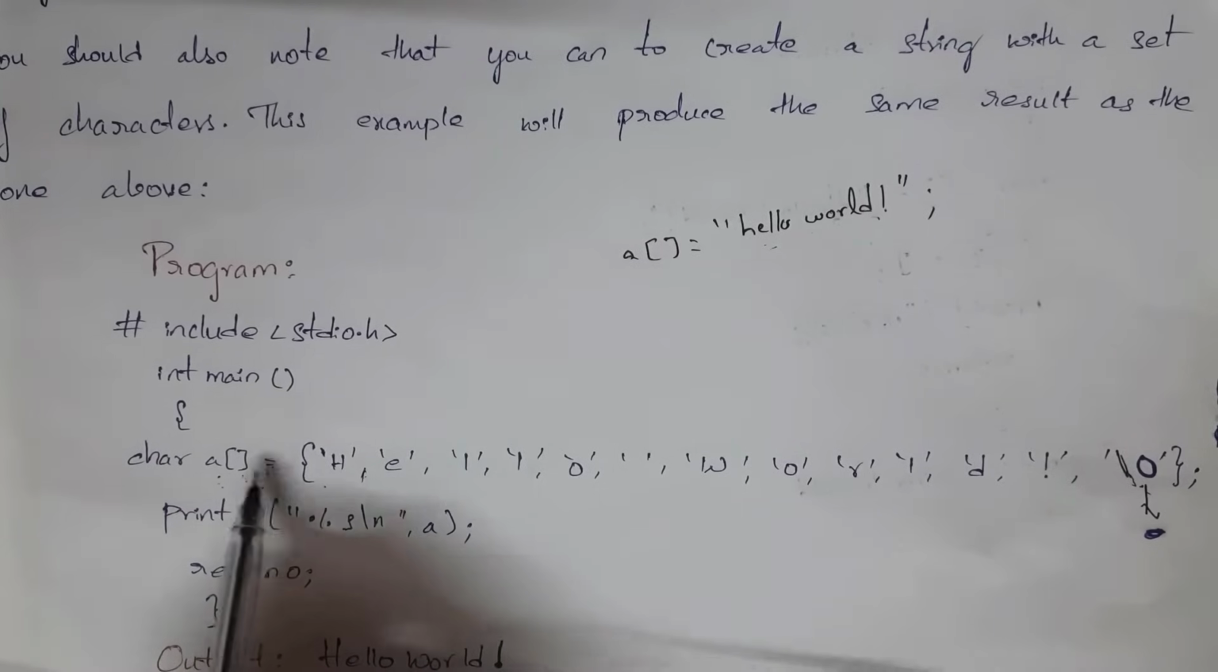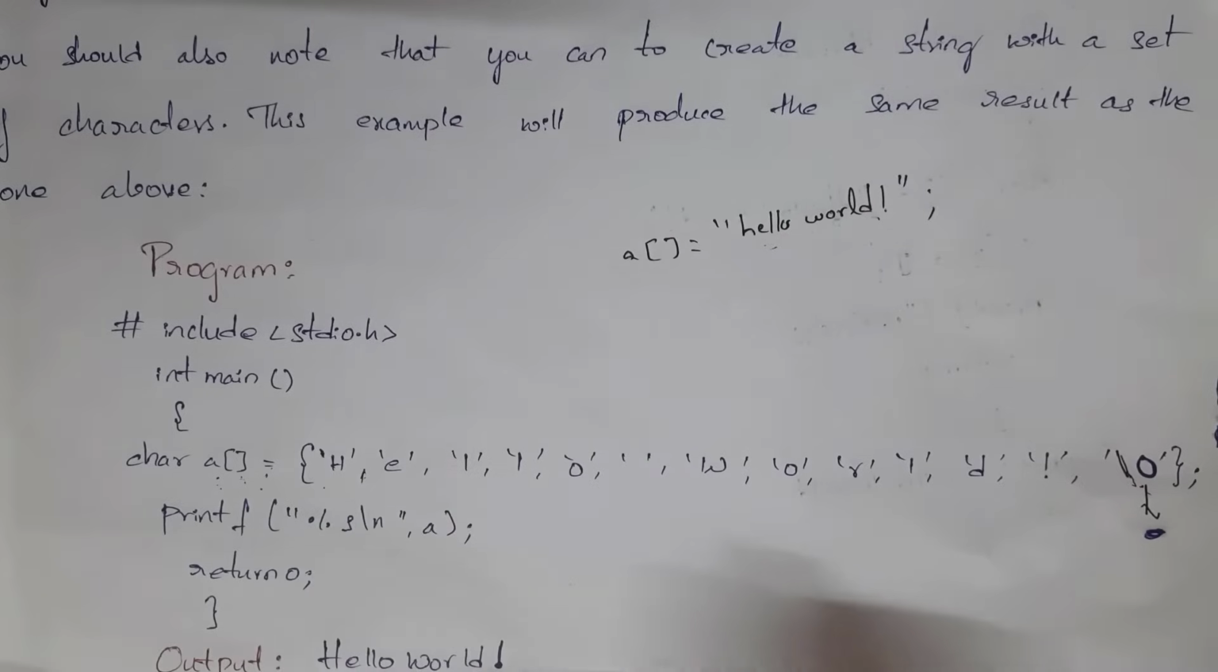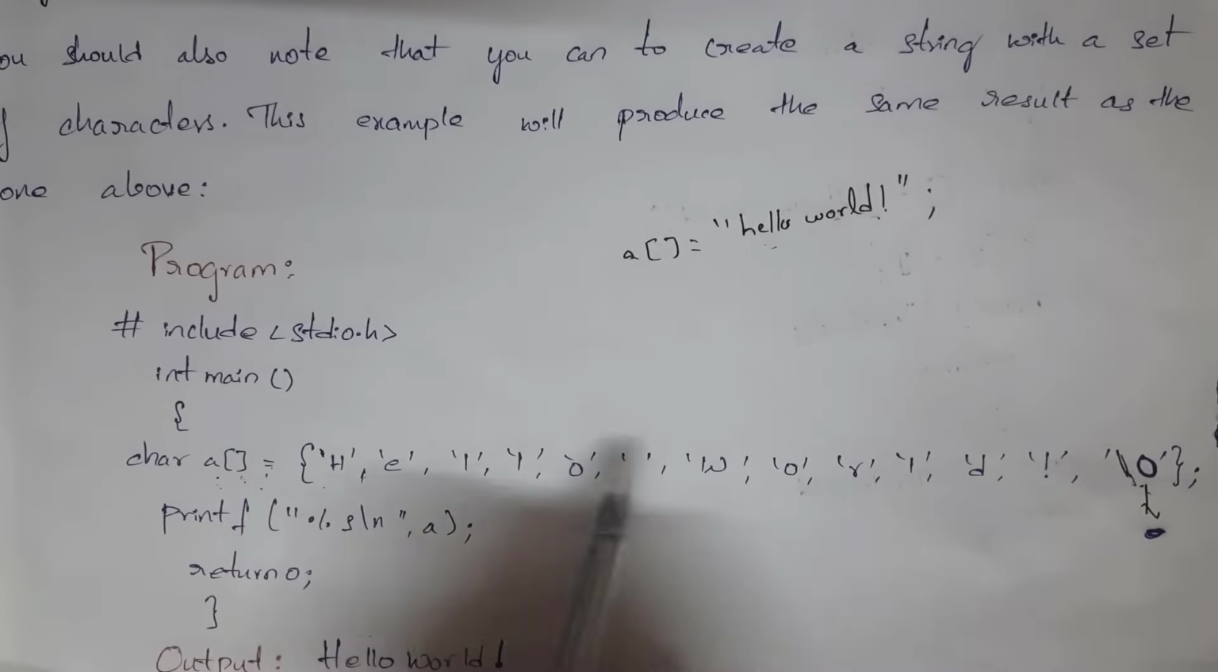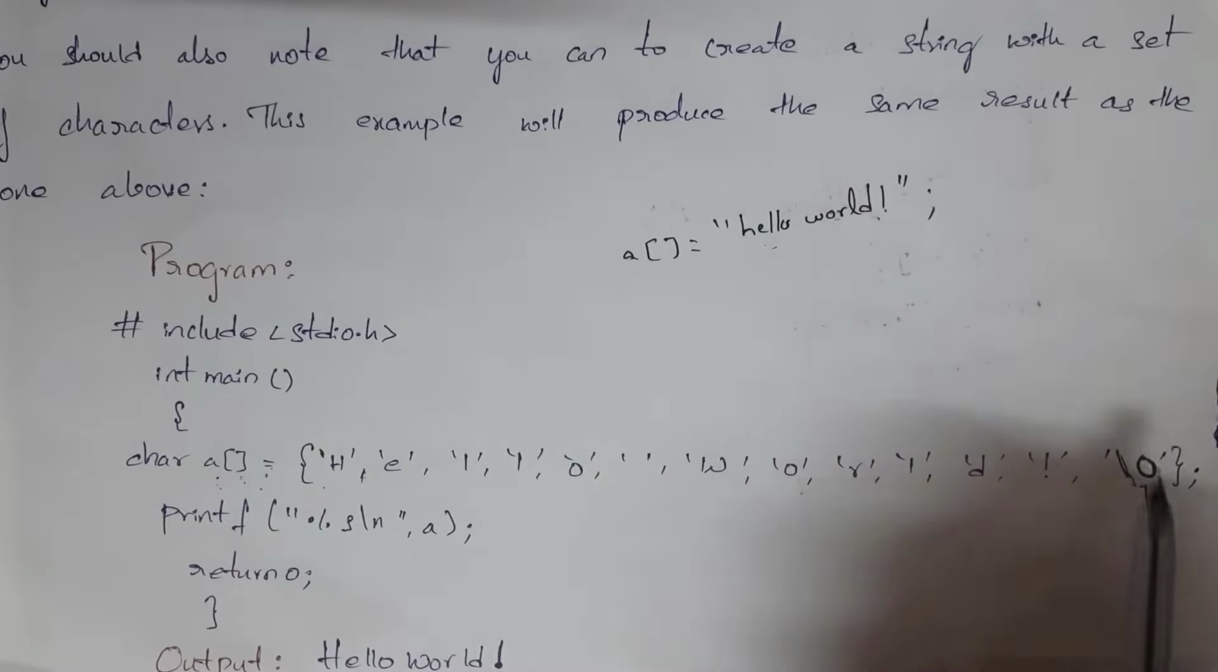Instead of declaring a string like this, you can also declare it like this: character A, open square bracket, close square bracket, that equal to open curly bracket, and inside the curly brackets for each character I need to include single quotations. After writing the entire character list, you need to write \0 at the end, where \0 is the null terminator.